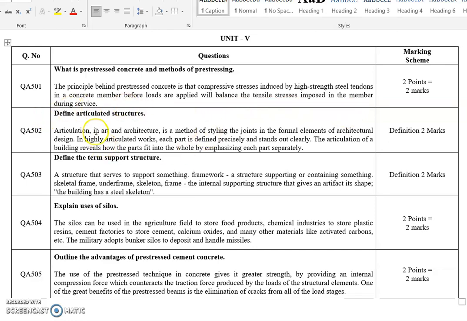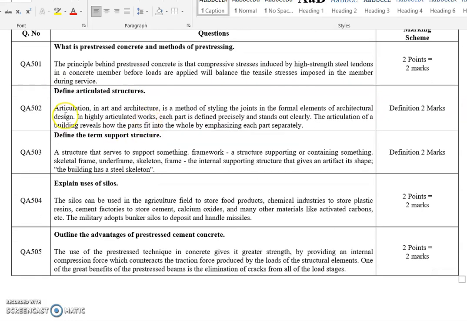Define articulated structures. Articulation, in art and architecture, is a method of styling the joints in the formal elements of architectural design. In highly articulated works, each part is defined precisely and stands out clearly. The articulation of a building reveals how the parts fit into the whole by emphasizing each part separately.